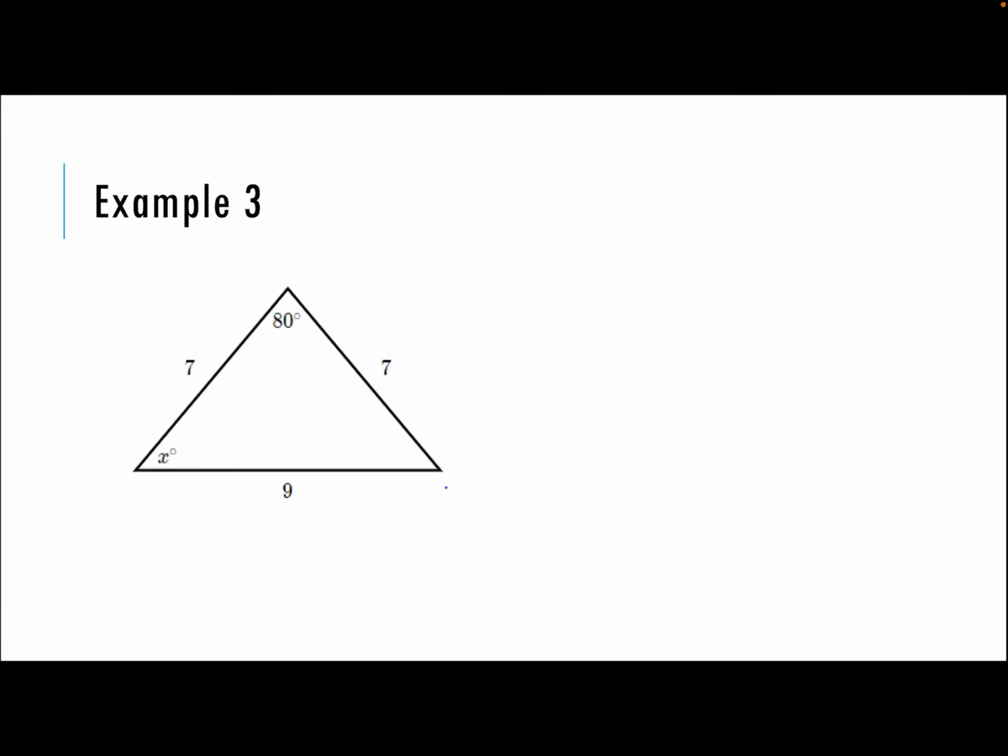For example 3, we have an isosceles triangle. We know the triangle is isosceles because, let's label this, we'll say A, B, and C again. We know that AB is 7, and we know that AC is 7. So the implication is that AB is congruent to AC. That indicates that we have an isosceles triangle. So because the triangle is isosceles, we know that this angle X and this other angle, angle Y or angle ABC, however you want to call it, are congruent base angles.